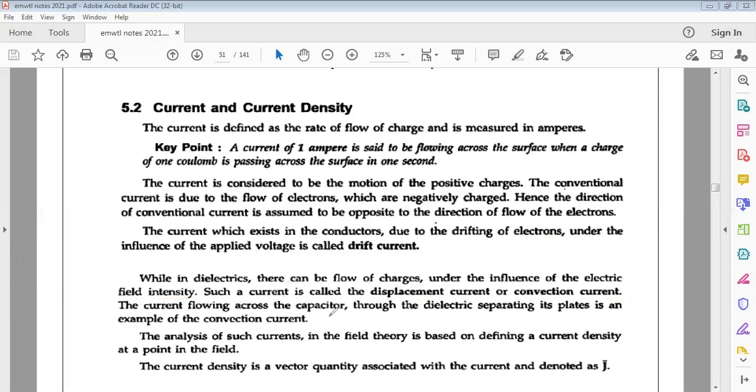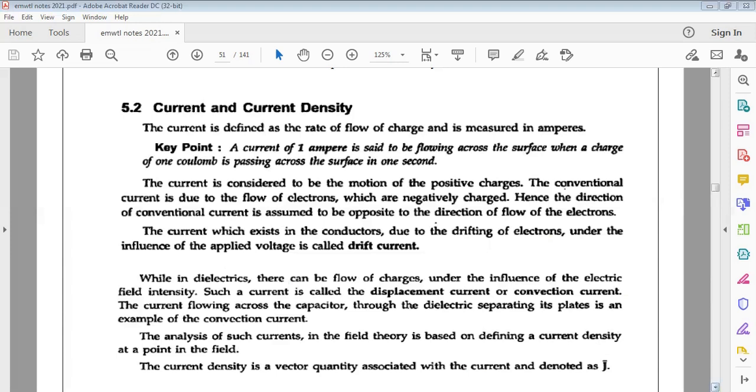The current flowing across a capacitor through a dielectric separating its plates is an example of conduction current. The analysis of such current in field theory is based on defining a current density at a point in the field. The current density is a vector quantity associated with the current, and it is denoted as J bar.